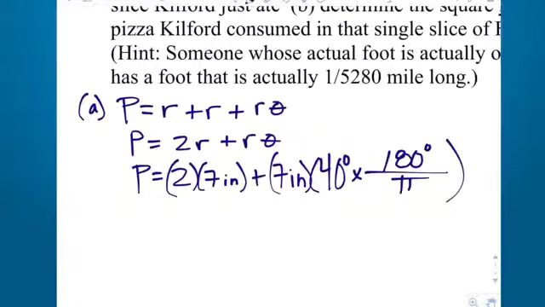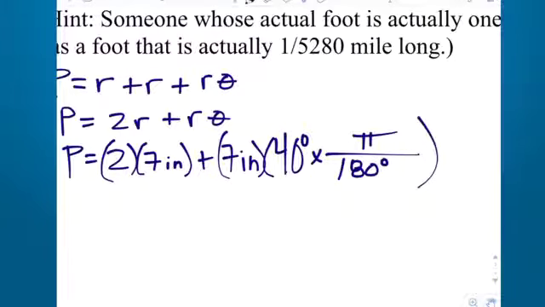Would that work? Pi over 180, good. If you look at the units there, that's degrees squared over radians. We don't want that. So the units to divide out have to be in the bottom. Stoichiometry tells us what to do, and that should work.